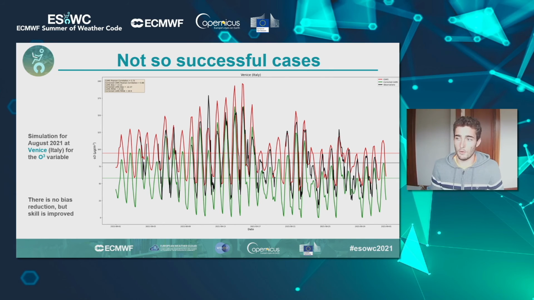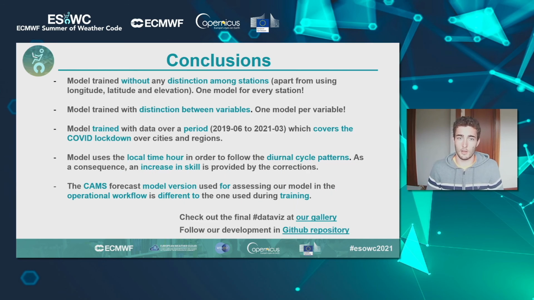Yeah, here now we move to the last slide. We try to summarize here the key points of the project development. First, one of the main features of the solution proposed is that a unique model is considered for all stations. One advantage of this approach is that it can be easily extended to new locations, even without air quality stations. Another key point is that independent models are considered for each air quality variable.